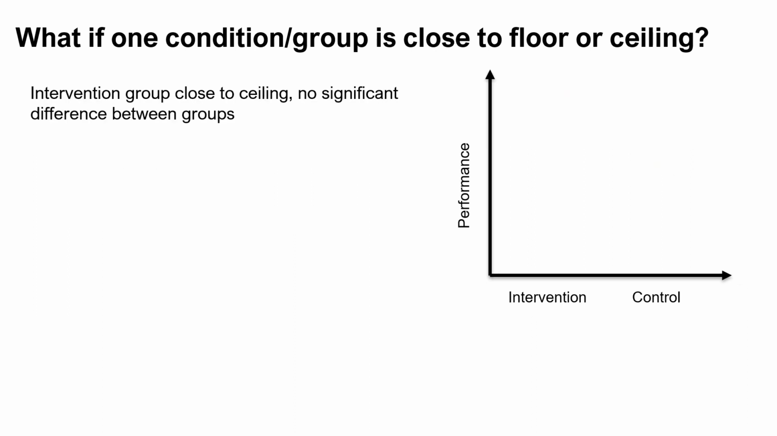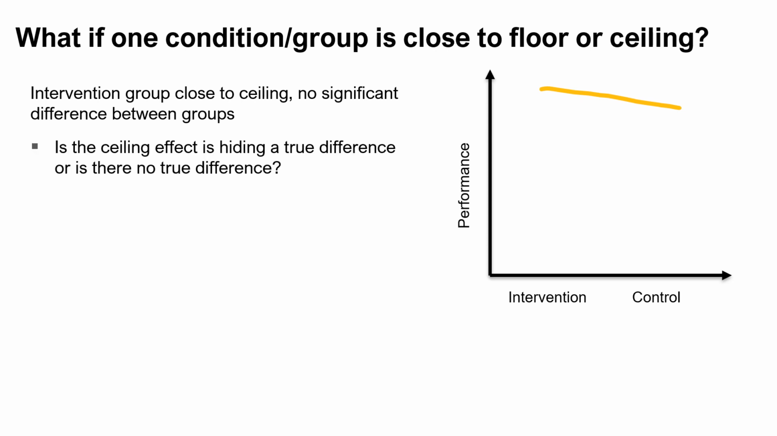In this scenario, on the other hand, where we have an intervention group that is close to ceiling and we don't find a significant difference between the intervention group and the control group, we can't really be sure whether the ceiling effect is hiding a true difference or whether there actually is no difference between the two groups. So this is a more problematic scale attenuation effect, because we're not really closer to the answer of what is the difference between these two groups than we were before we conducted this study.